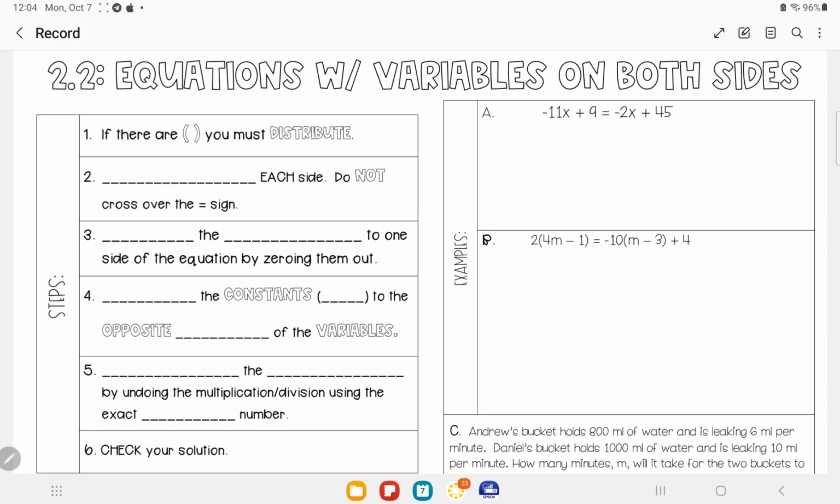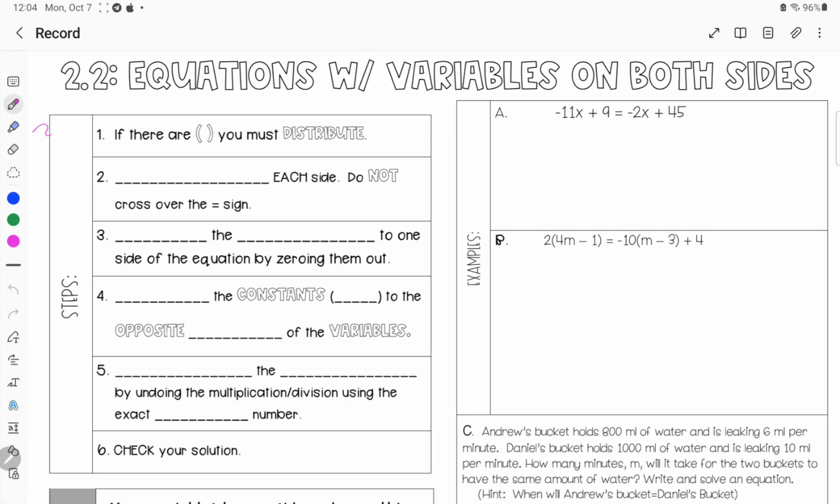So our first step, as always, is to look for parentheses. If there are parentheses, we need to distribute. If there aren't parentheses, then we don't worry about that. Step number 2, after we've done our parentheses, we are going to simplify each side. Do not cross over that equal sign. Do not cross over the equal sign.